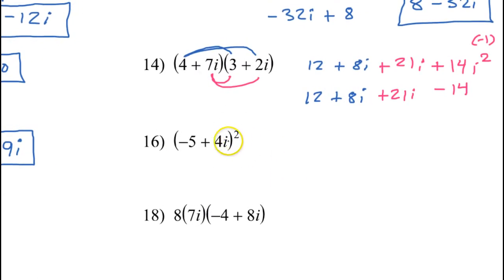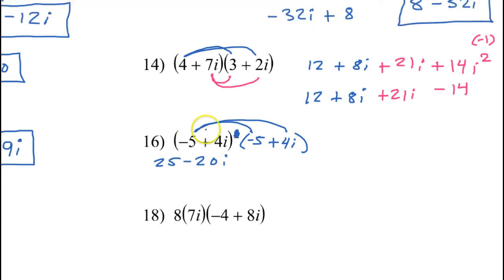So for number 16, when you see a binomial squared, don't try to just square these parts individually. Instead, think of this as negative 5 plus 4i times negative 5 plus 4i. Alright? Multiply by itself. So now we're back to our double distributive property again. So if I distribute this negative 5, I'm going to get 25. And then negative 5 times 4i is negative 20i.